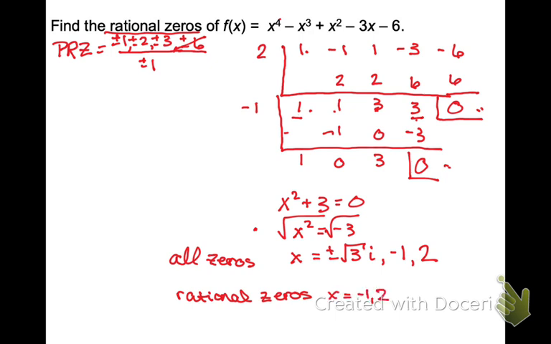So when you're doing this, I would encourage you to write "all" next to here, and then write "rational" or "real," depending on what the question's asking you for, next to the correct answer. That way your brain can start distinguishing between all and rational.